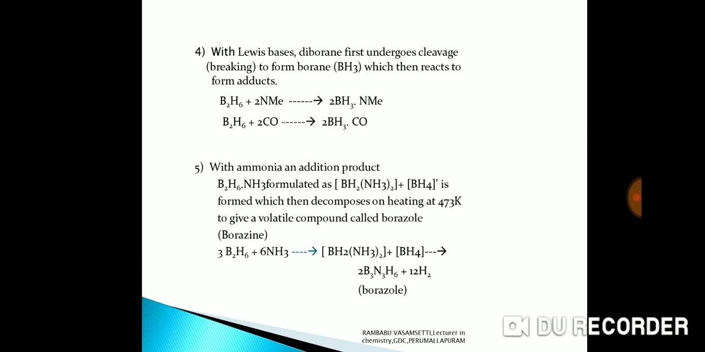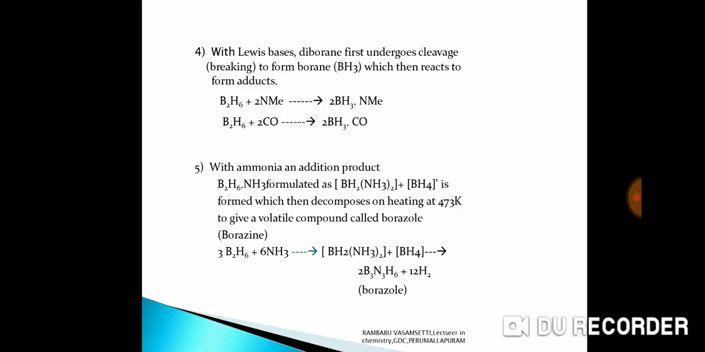And the most important product formed by diborane is when it reacts with ammonia, it forms an adduct, which is decomposed at 473 kelvins. It will give a volatile compound called borazole, that is called borazine. It's a very important compound, B3N3H6. This borazole has a structure resembling benzene, and moreover it is isoelectronic with benzene. That means it has the same number of electrons as benzene. That's why it's called inorganic benzene.